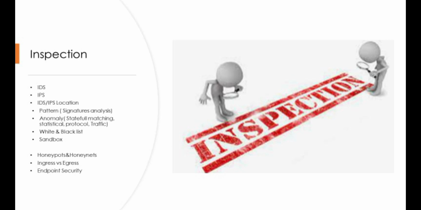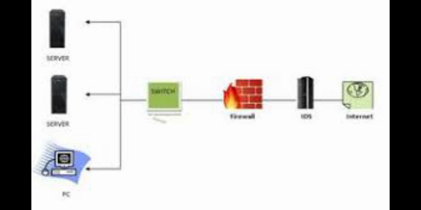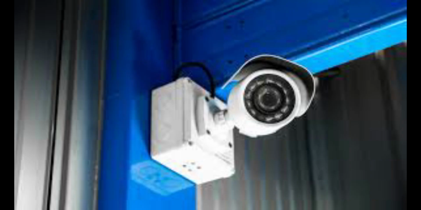Let's start by discussing IDS, Intrusion Detection Systems, and IPS, Intrusion Prevention Systems. An Intrusion Detection System acts as a digital watchdog. This system monitors network traffic for unusual patterns or known signatures of malicious activities. Think of it as security cameras in your network, alerting you when something suspicious occurs.